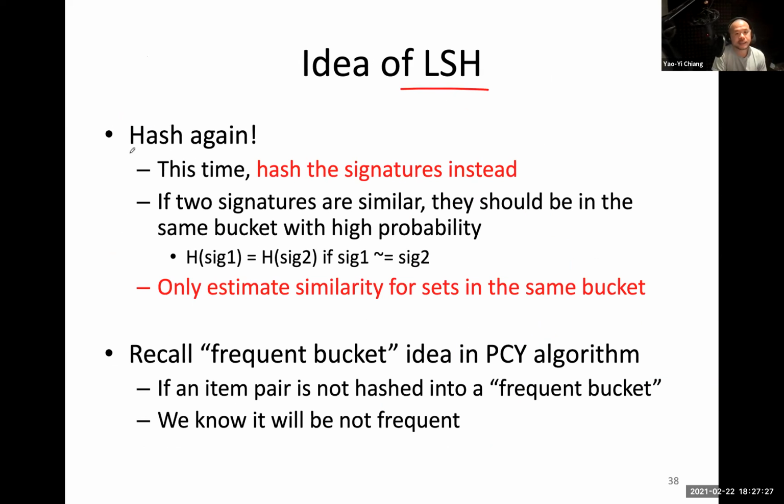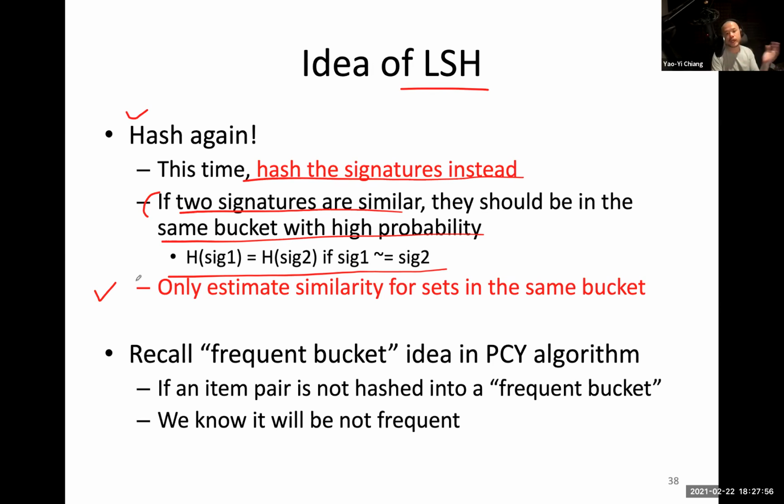The general idea is we want to be able to hash it again, but this time we want to hash the signatures. So if 2 signatures are similar, they should be in the same buckets with high probability, right? So something like this. Then we only want to estimate similarity for sets in the same buckets because very often we only want to find the most similar ones or a similarity higher than say 80% of the threshold, right? So you don't care about items in other buckets.